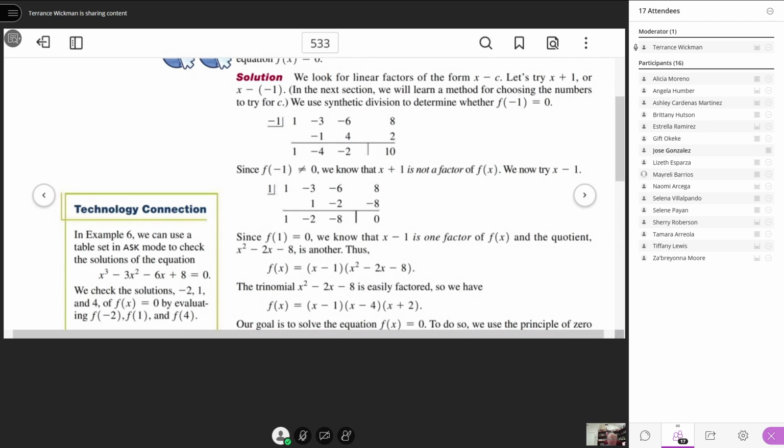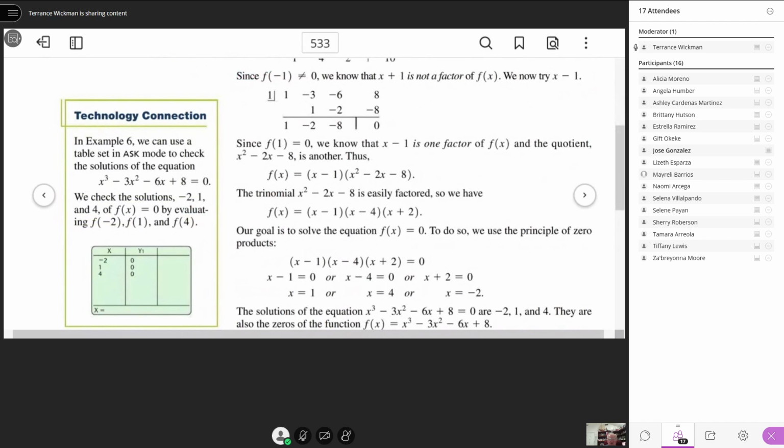So 1 is the factor, which means you have x squared minus 2x minus 8 left over. You can see they have it right there in this line, right below. It says f of x equals x minus 1. Remember, when you divide by 1, it's really x minus 1 because that's what makes it 0. And then they can factor the x squared minus 2x minus 8, which factors to x minus 4 and x plus 2. So the three zeros are 1, 4, and negative 2.